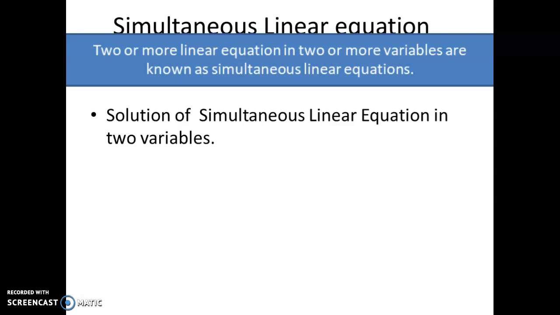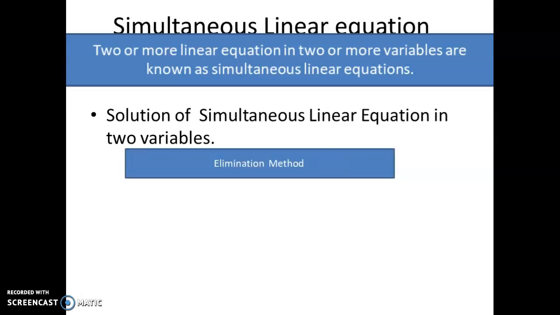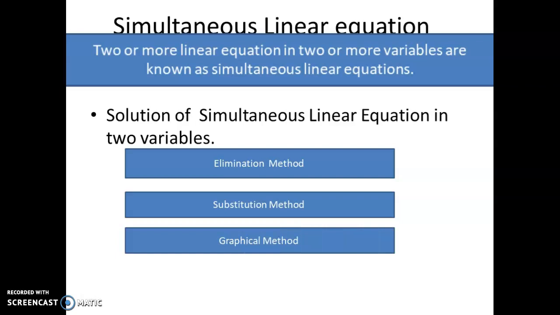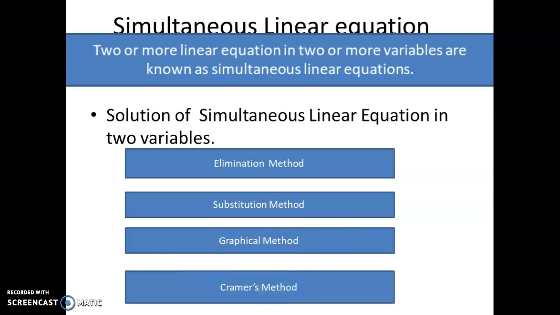So there are some methods. The methods are as follows. The first method is known as the elimination method. The second method is known as the substitution method, the third method is known as the graphical method, and the fourth method is known as Cramer's rule or Cramer's method. So let us see the methods one by one.